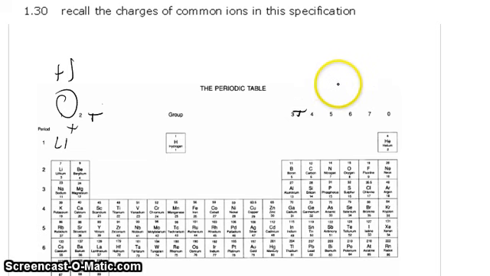it can be plus or minus 4. Group 5 is minus 3, group 6 is minus 2, group 7 is minus 1. Okay, so you can deduce the charge from the periodic table.